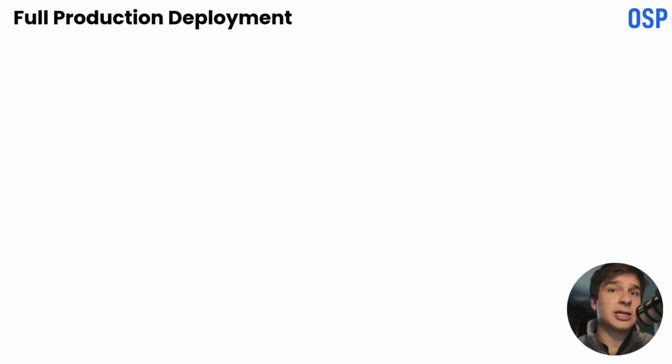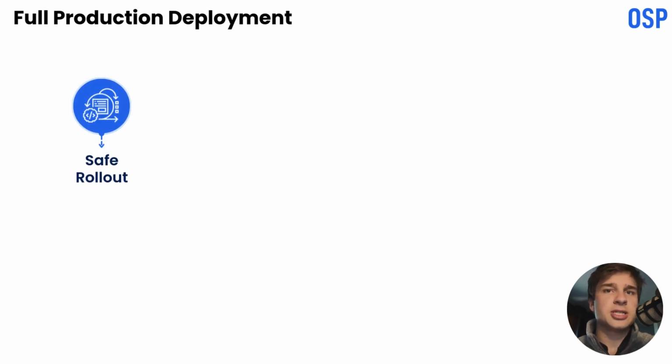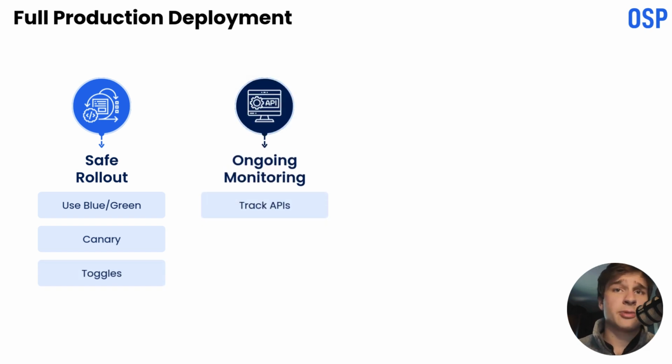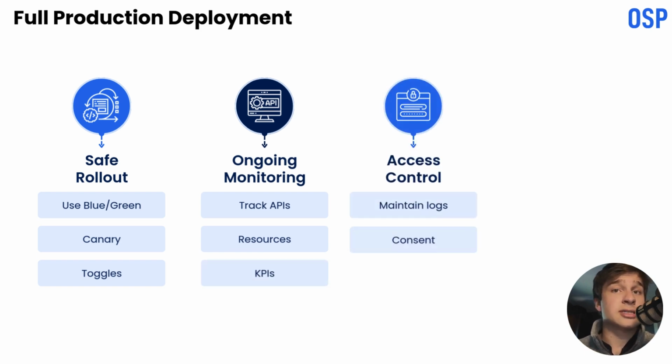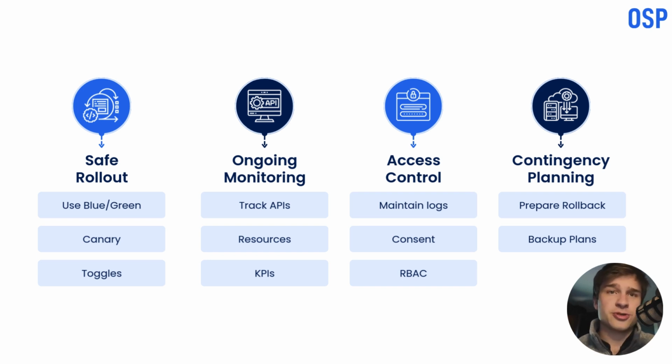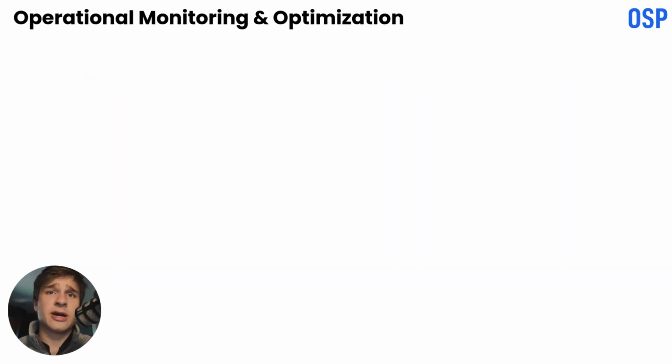After a successful pilot, it's time for full production deployment. Use deployment strategies like blue-green releases, canary deployments, or feature toggles for a safe rollout. Continuously monitor API performance, system resources, and workflow KPIs. Maintain audit logs, consent management, and role-based access controls, and have rollback and contingency plans ready in case of unexpected issues. At this stage, your health app is fully integrated, delivering real-time patient data, automated workflows, and secure access to all users.